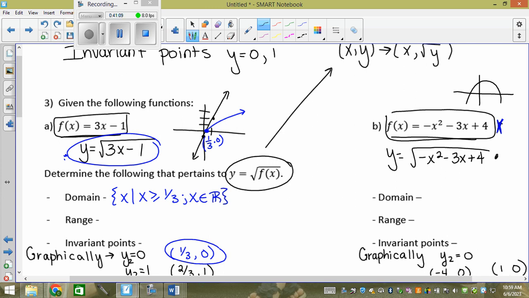What's the range of this graph? Where is it starting at? Y equals what? Where's the radical graph starting at? 0. All the negative y's go away. You can't draw those, right? Square root of -4 doesn't happen. So your range is going to be y such that y is greater than or equal to 0.